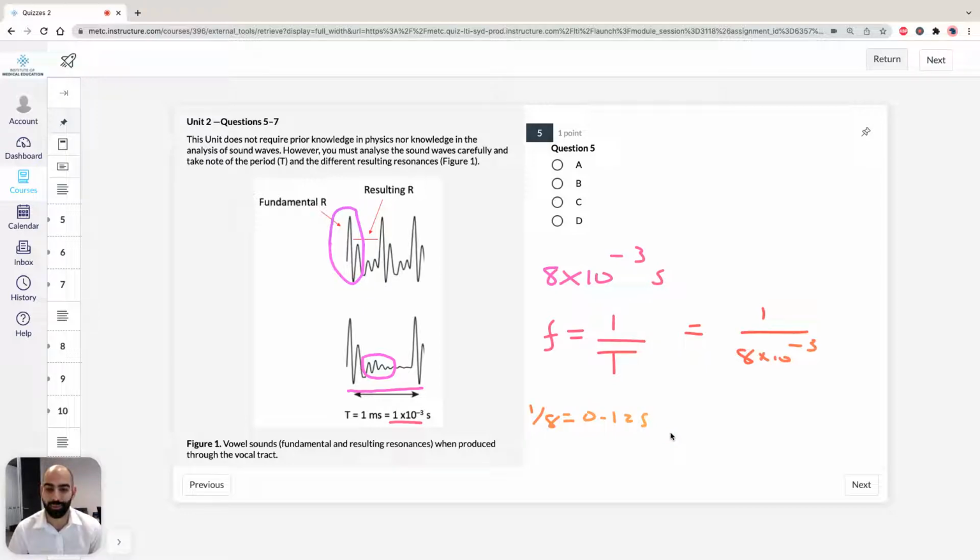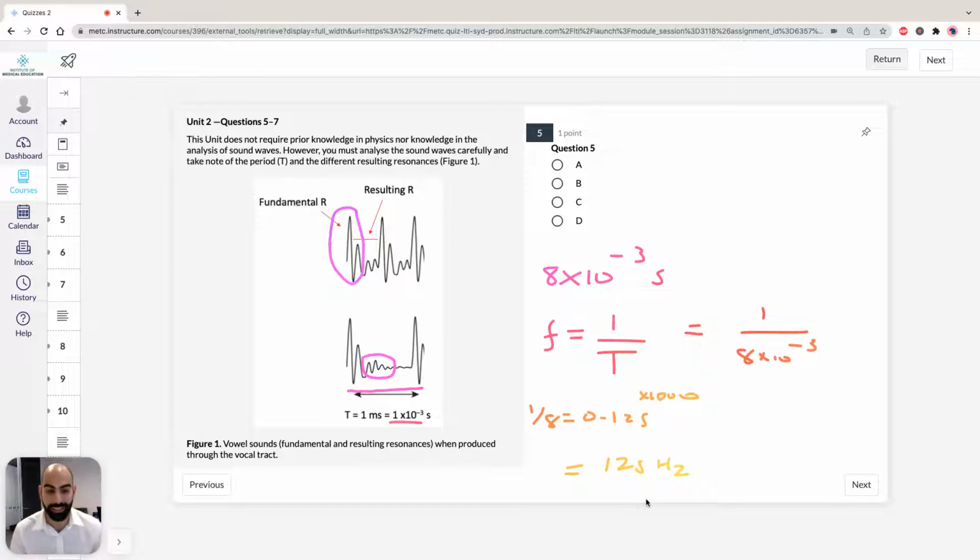It's important that you memorize fractions, say 1 over 1, 2, 3, 4, 5, 6, 7, 8, 9, 10. You memorize all of them because it saves you time in the GAMSAT to answer questions like this. So you can say it's 0.125, and we know that it's a millisecond, so times 1,000. Therefore, that times 1,000 is 125 hertz. That's one way of answering it.